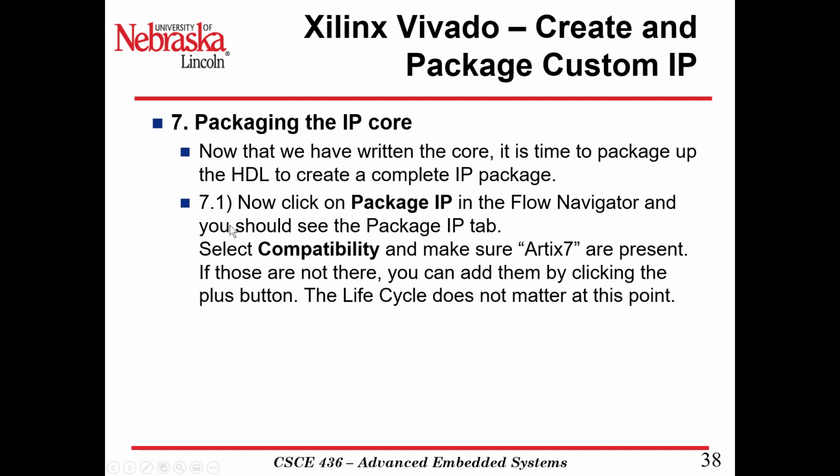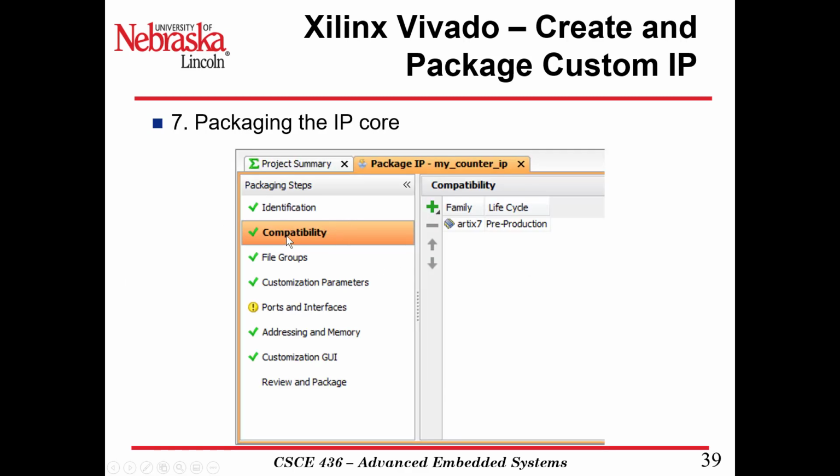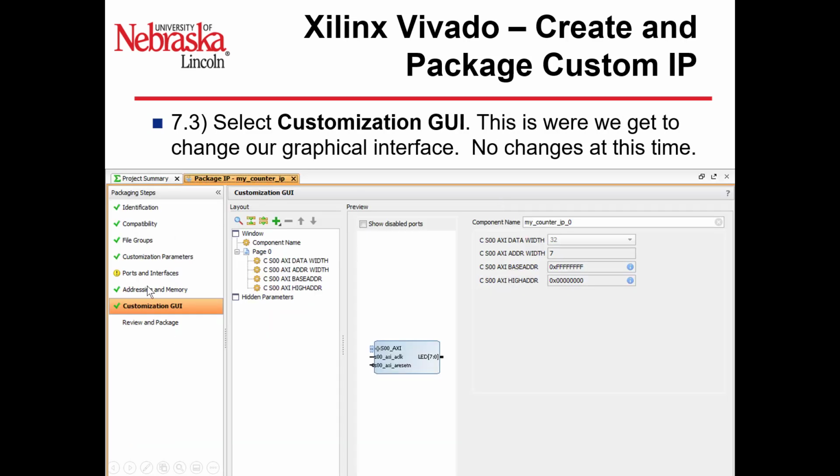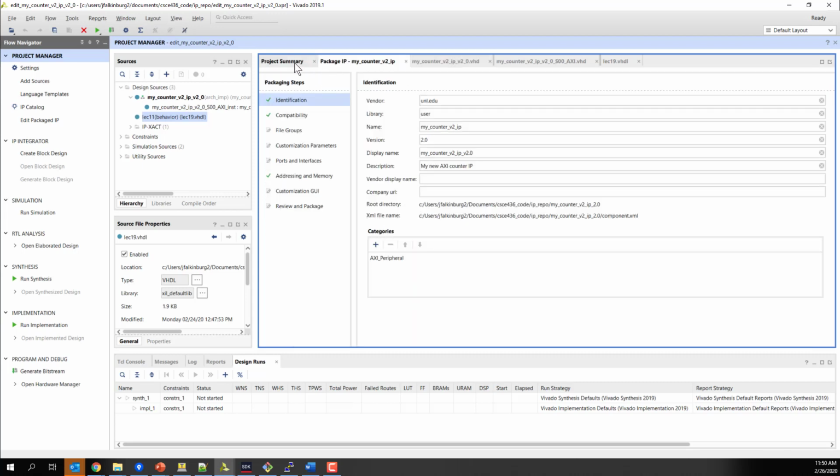And then we need to package the IP core. When we're doing this, you're going to be selecting a few things. Select on compatibility, Artix 7. As you go along, you're going to merge the changes from the customization parameters wizard. And we're going to process through each of those values to get down to the GUI. And the GUI should show the LEDs coming out, and then the AXI connections on the left. And I'm going to show you how that does.